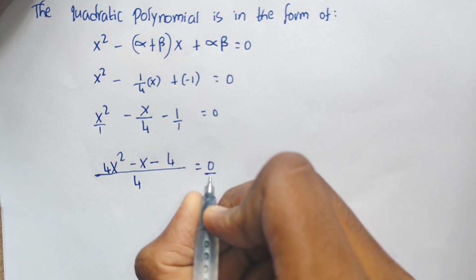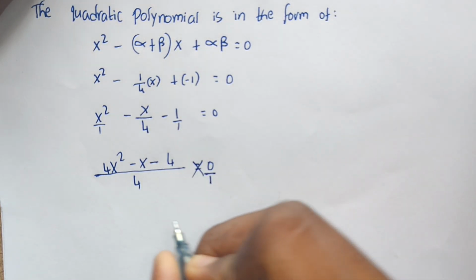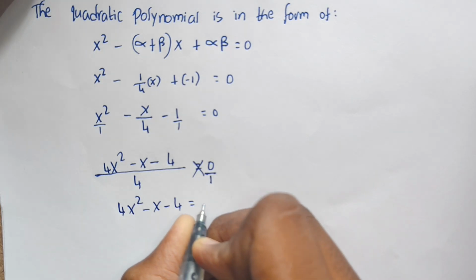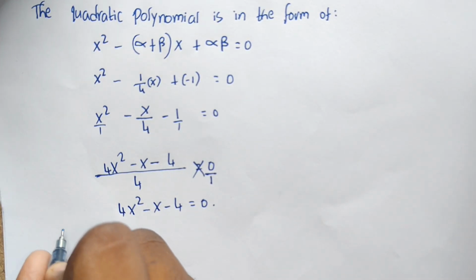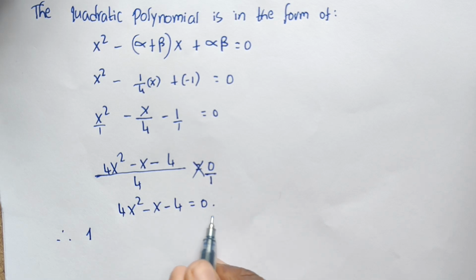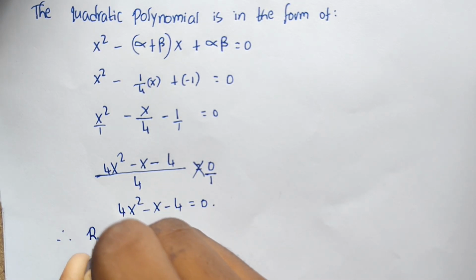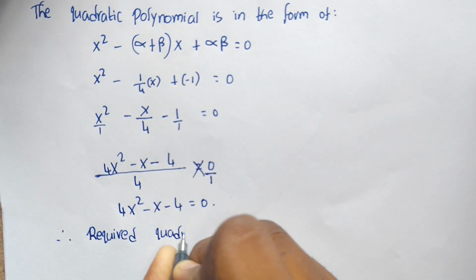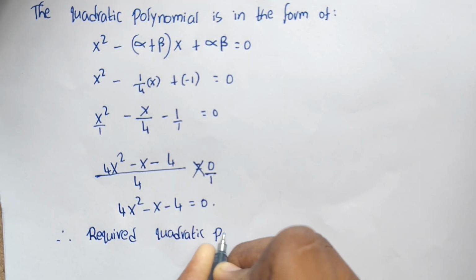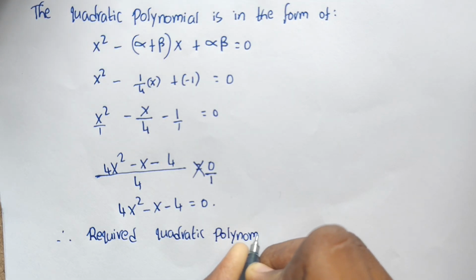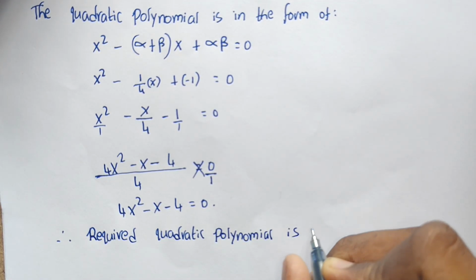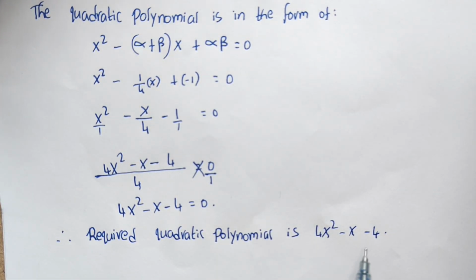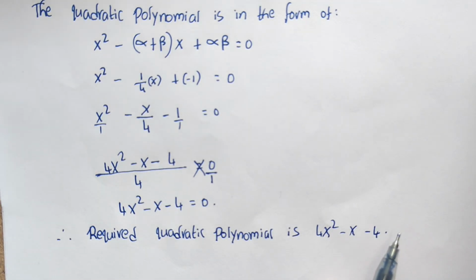Here the 0 is over 1. I am doing cross multiplication, and I get 4x square minus x minus 4 equals 0. Therefore we got a quadratic polynomial here. So I am writing that the required quadratic polynomial is 4x square minus x minus 4. This is the required quadratic polynomial. We have completed the first problem.